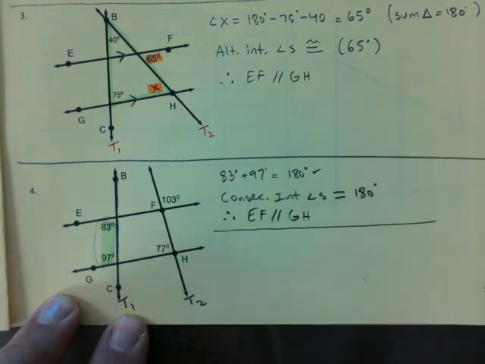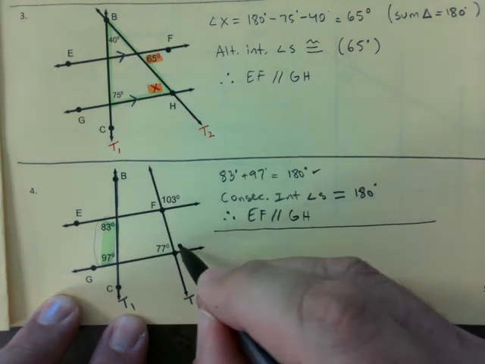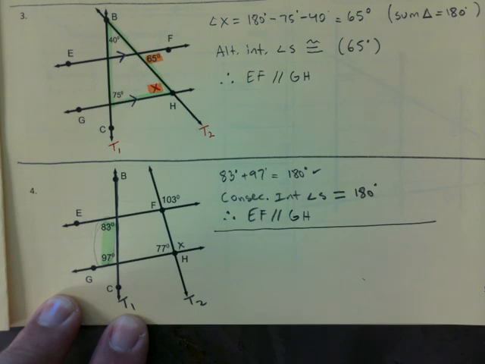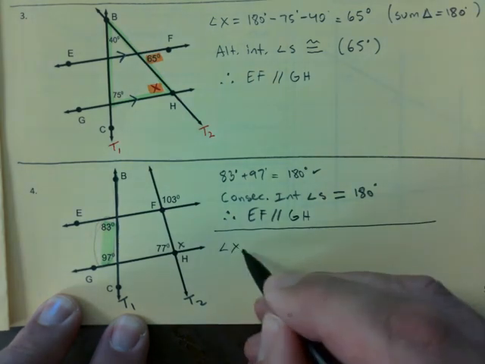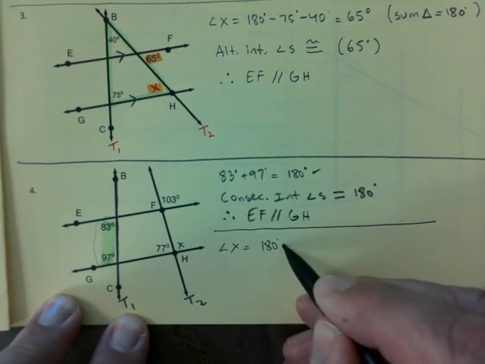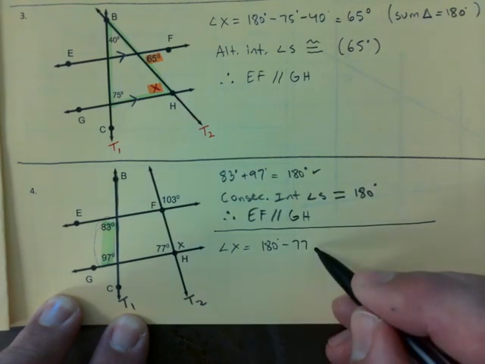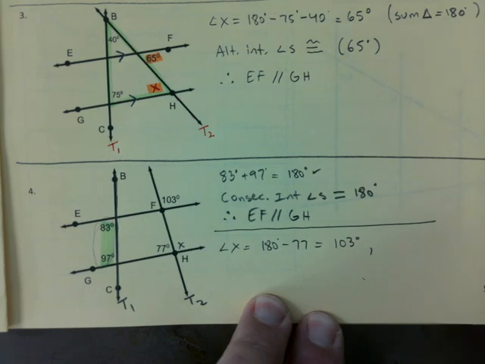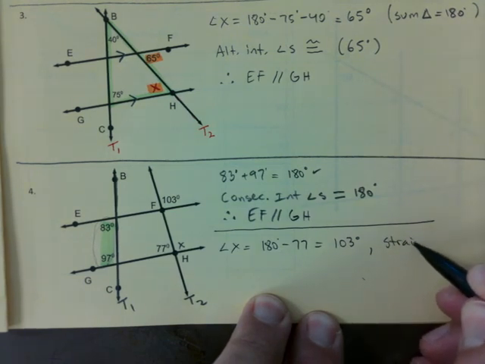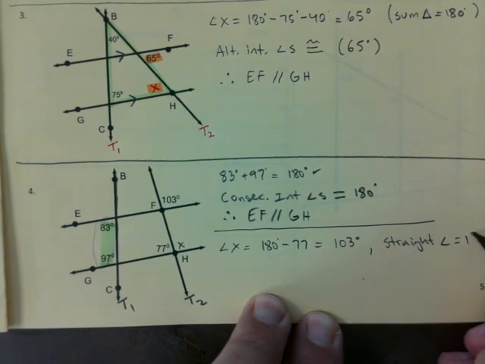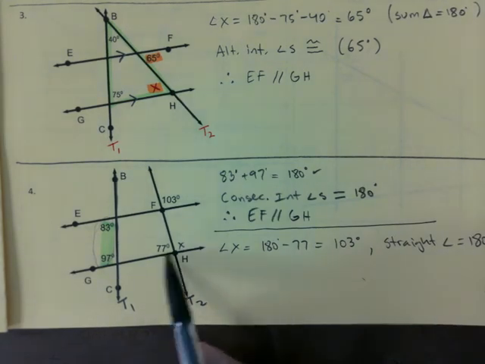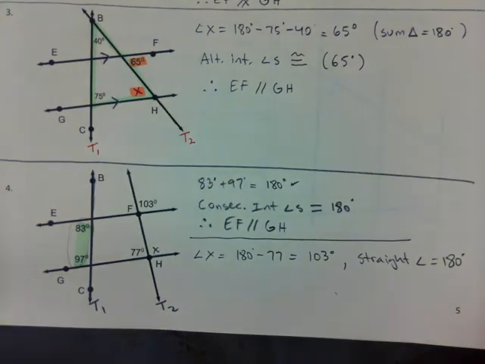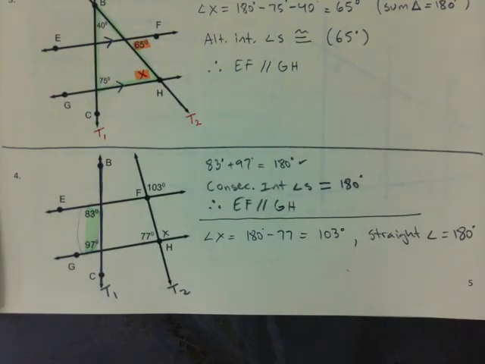How will I do this? I will find this one here. X is equal to 180 minus 77. That's 103. How did I find that? What property did I use? Straight angle is 180. Would you agree with that? There's a straight line here. So now I know that this is 103.